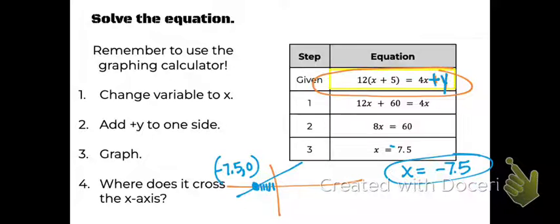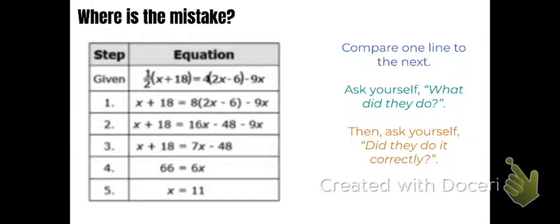Let's try one more. All right, let's compare one line to the next. Now I see a lot of things have changed. This 9x is still here. This is still here. But notice the 4 is now an 8. And on the left side, we don't have this 1/2 anymore. All right, so remember, to undo multiplying by a fraction, you multiply by the reciprocal. So to undo multiplying by 1/2, I'm going to multiply by 2 over 1, or 2.